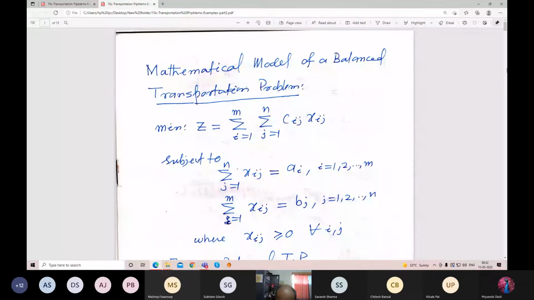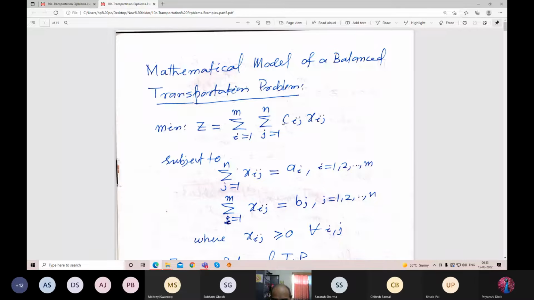So I'm repeating again the mathematical model. As you know, the transportation problem is always minimization type. This is a two index problem. Two index means the variables have subscripts i and j. i varies from 1 to m and j varies from 1 to n. That is, we say minimize z equal to summation over i varies from 1 to m and j varies from 1 to n, Cij xij.